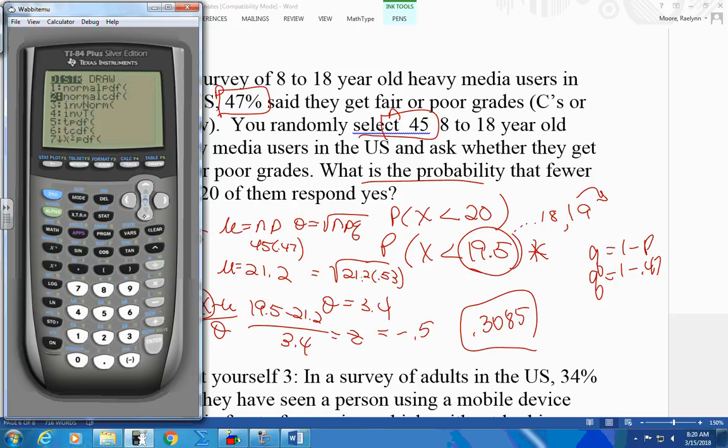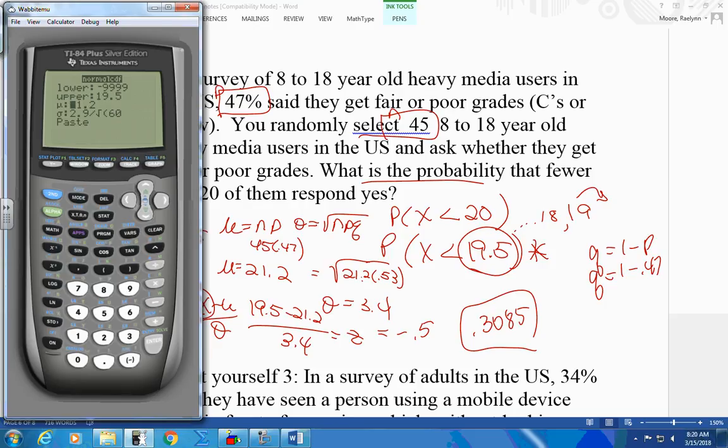So if you go to your normal CDF and you say, my lower limit is negative 999. My upper limit was, what's that, 19.5. Make sure you use your corrected one. 19.5. My mean is 21.2. You could even put the multiplication things in here, if you wanted to.